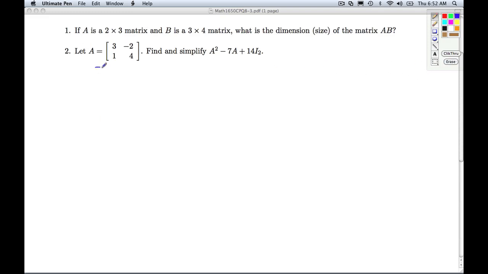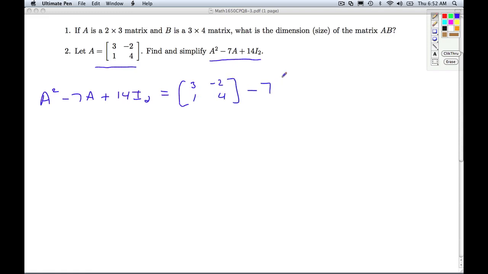And number 2, we're given a 2 by 2 matrix A, and we're asked to find and simplify this matrix polynomial: A squared minus 7A plus 14 I2. So A squared, I'm going to substitute that in. [3, -2; 1, 4] squared, minus 7 times [3, -2; 1, 4]. Oops, I forgot the square. Plus 14 times I2. I2 is the 2 by 2 identity matrix.